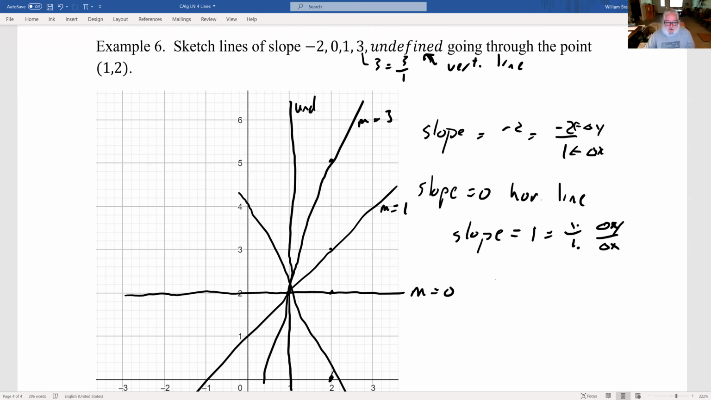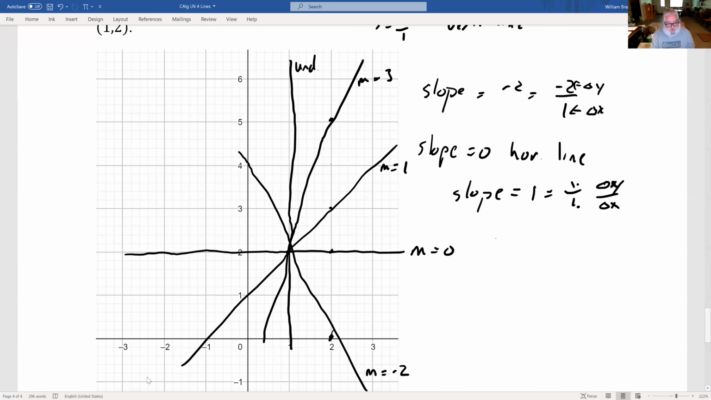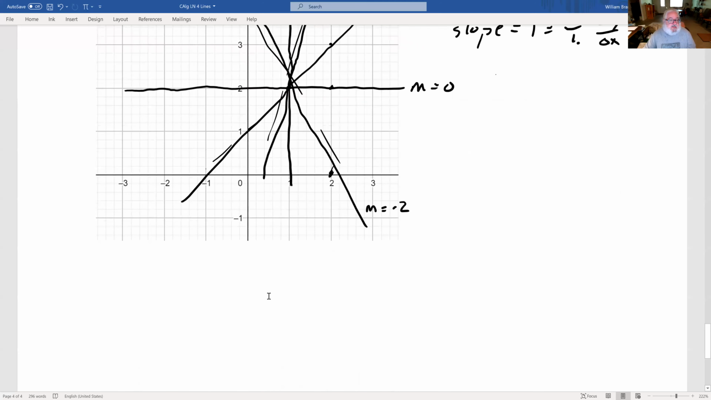Great. So what can we tell about slopes? A negative slope is going down from left to right. A positive slope is going up. The bigger the number, the steeper the line. And so that's the basics of lines.